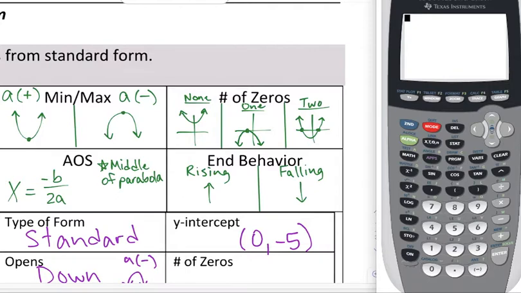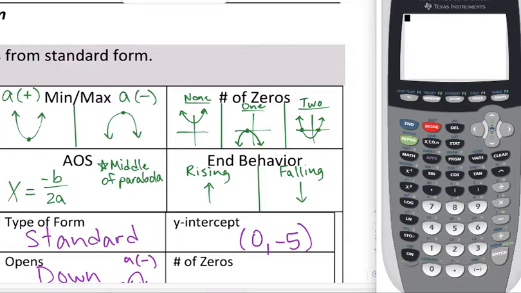Axis of symmetry, you should see that exact same formula we talked about with the vertex, because the axis of symmetry is the x value of the vertex. It is also the middle of the parabola. Okay, we'll always cut it right down the middle. Now our end behavior, as we've talked about in the previous units, rising, we're going up at the end, falling, we're going down, and number of zeros.